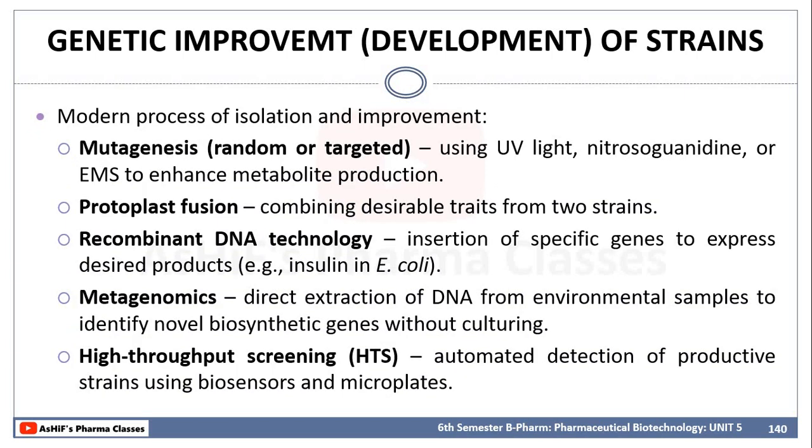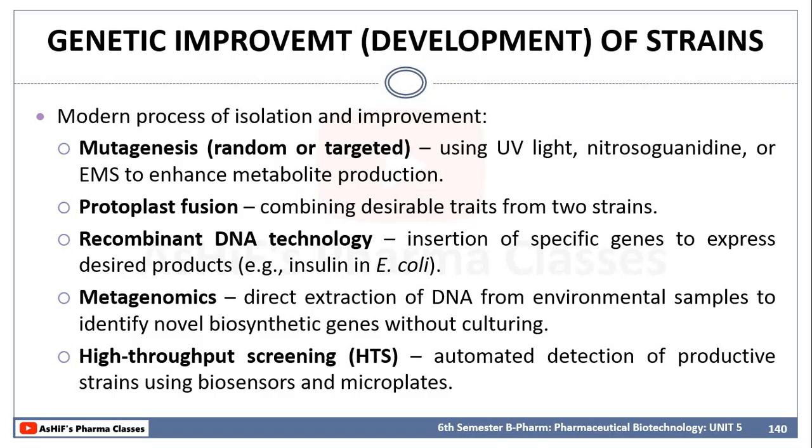And there are different methods for genetical improvement, like mutagenesis. So that is the simplest method for improving the strain. Random mutagenesis, making mutations continuously, either by giving some kind of radiation or by giving some kind of chemicals. But the problem is it is a random method.